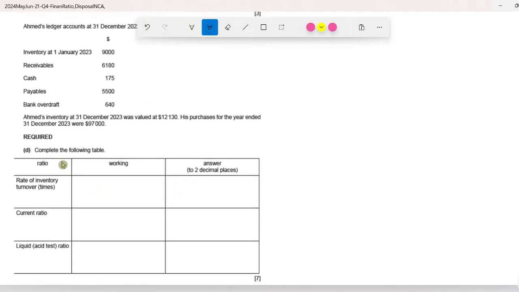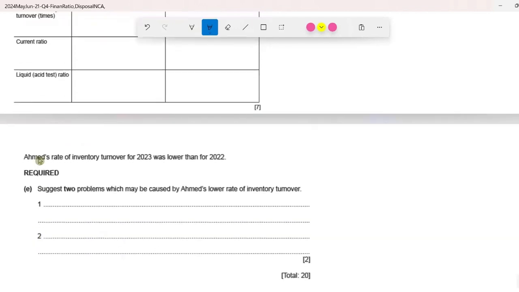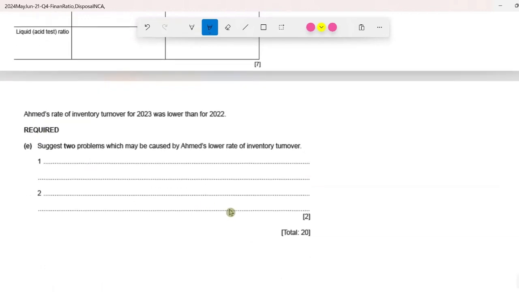Requirement D is to complete the table to calculate financial ratios: rate of inventory turnover, current ratio, and liquid or acid test ratio. And requirement E, the last requirement in the question, is that the rate of inventory turnover for 2023 is lower than 2022. Suggest two problems which may cause the lower rate of inventory turnover.